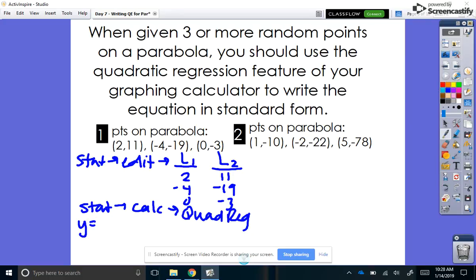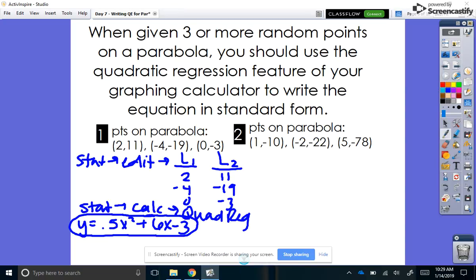And you're going to see this. A is 0.5, so we have 0.5x squared plus 6x minus 3. If you didn't get that in your calculator, rewind the video, go back and try it again. If you did, let's move on to the next one.